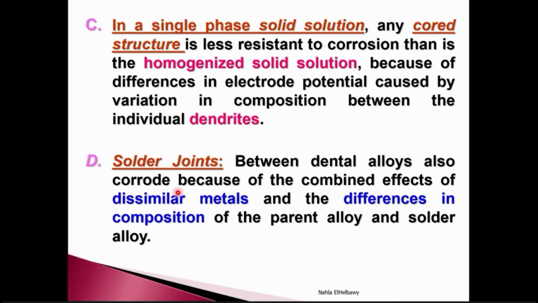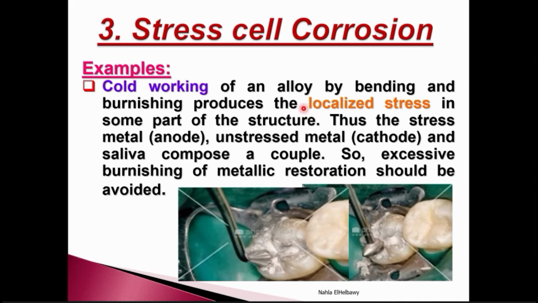Similarly, with solder joints, where we join two metals together with the help of solder, we face corrosion, because we are joining two dissimilar metals, and it will form an electric cell, and current will flow from high potential towards low potential, and this flow of current will cause corrosion. It should make it clear.